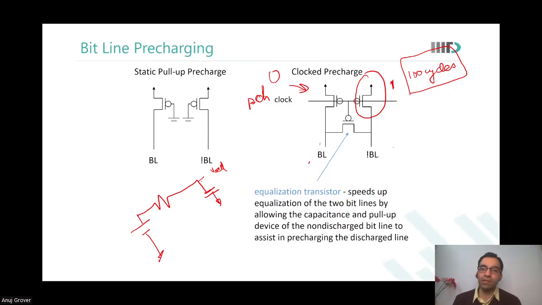Yeah. So the equalizer, the VDS would be there, and that would ensure that the charge flows from one bit line to the other.